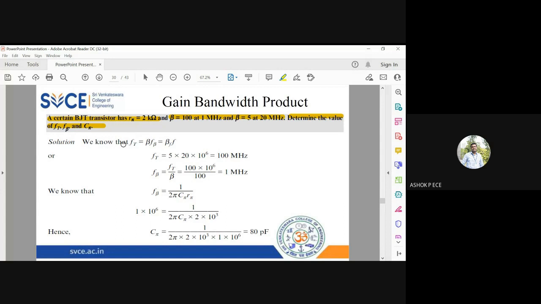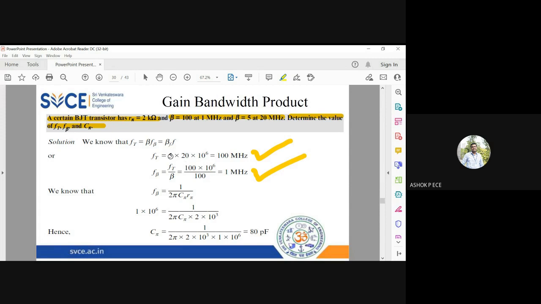So you know Ft equals beta into F beta, that is beta at a particular frequency into F. So Ft is going to be beta. Beta is 100 at 1 megahertz, and it is 5 at 20 megahertz. First, we will consider this one. So 5 into 20 megahertz, you get 100 megahertz. For this corresponding Ft, I'll find F beta.